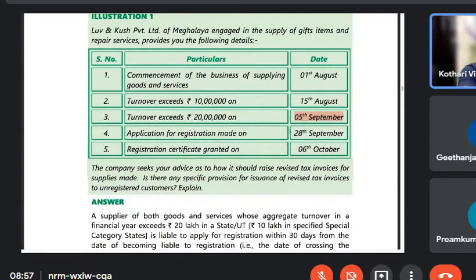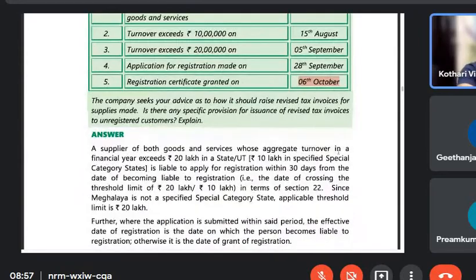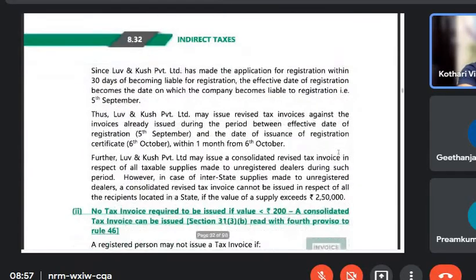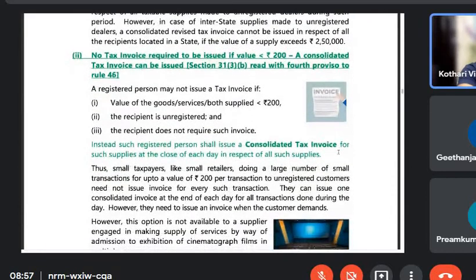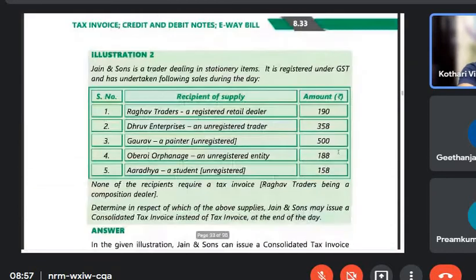When has it applied for registration? 28th September. Is it within 30 days? Yes. When has it received grant of certificate? 6th October. What is the effective date of registration? 5th September. So from 5th September to 6th October, did he issue invoices? Yes. Now, after 6th October, what does he have to do? From 5th September to 6th October, he is liable to pay the tax. On that, he can issue a revised invoice. So less than 200, not required.